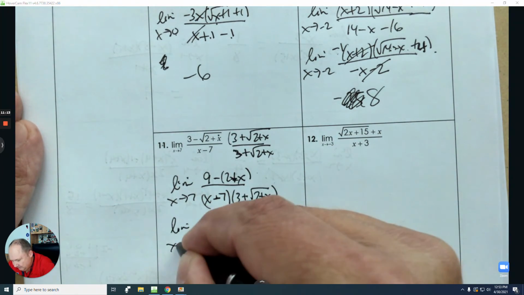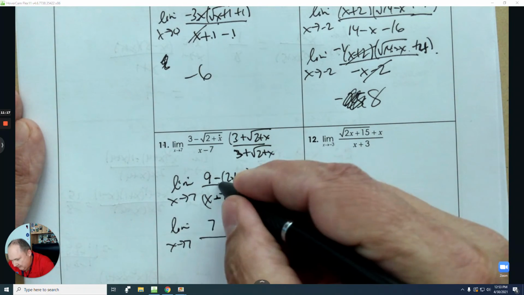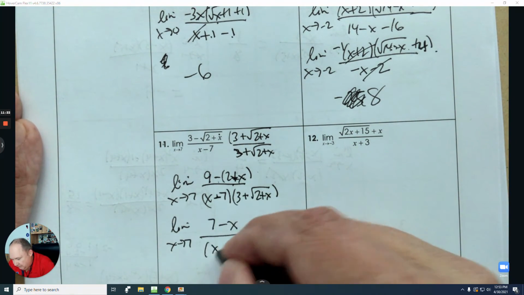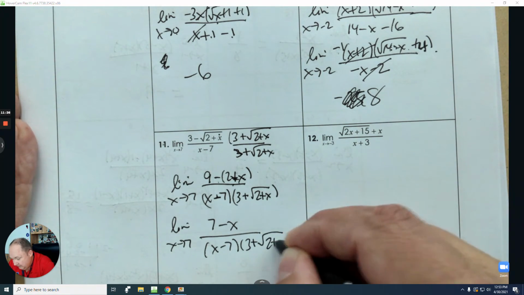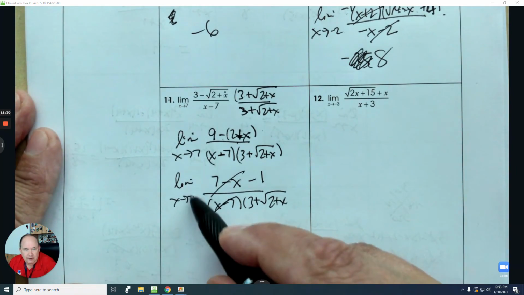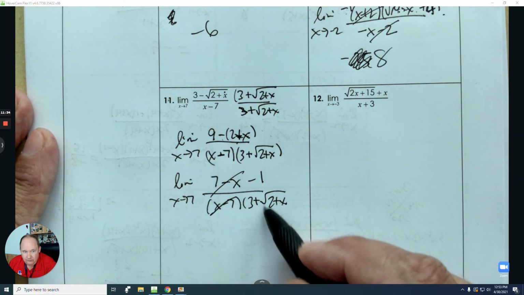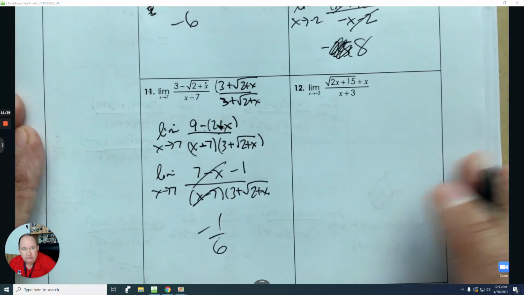Let me write it out. So 9 take away 2 is 7, and then the minus with the x is that. These are opposite factors, but it still removes. Now you can reevaluate at 7. 2 plus 7, that's 9, and the square root of 9 is 3. So 3 plus 3, and that gives me negative 1 over 6.